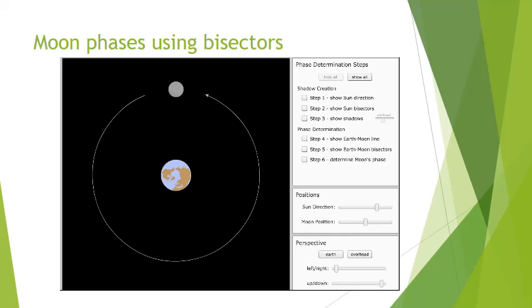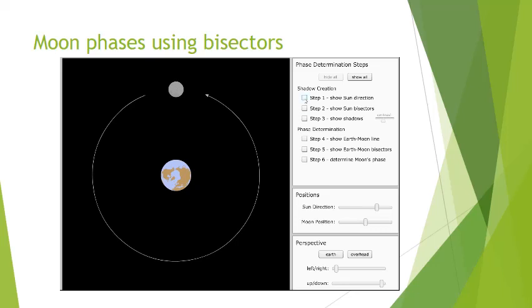Hopefully at this point you're getting a feel for why the moon goes through different phases. And it's all about the orientation. It's all about the alignment of the sun and the earth and the moon. And here's one way of thinking about it. You can actually use what are called bisectors. So we've got this little gray thing that's the moon, and this is the earth.